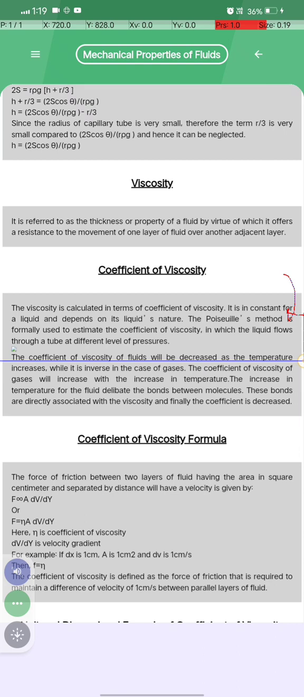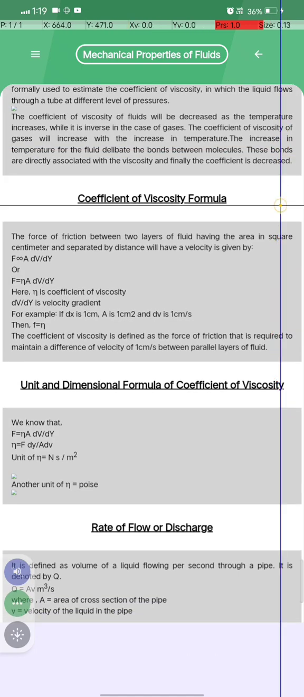The coefficient of viscosity of a fluid decreases as the temperature increases, while the inverse is the case for gases: the coefficient of viscosity of gases increases with the increase in temperature. With the increase in temperature, the fluid dilates and the bonds between the molecules weaken. These bonds are directly associated with the viscosity, and finally the coefficient is decreased.